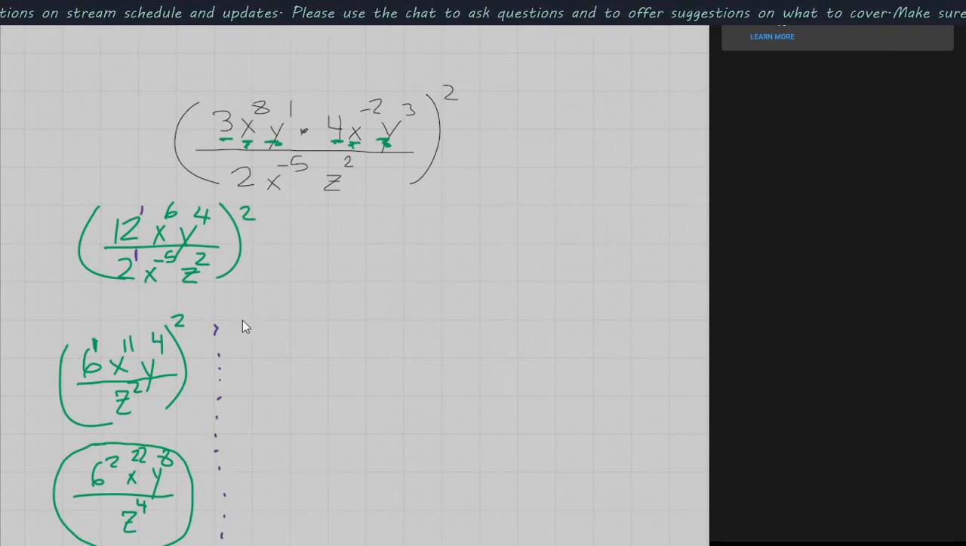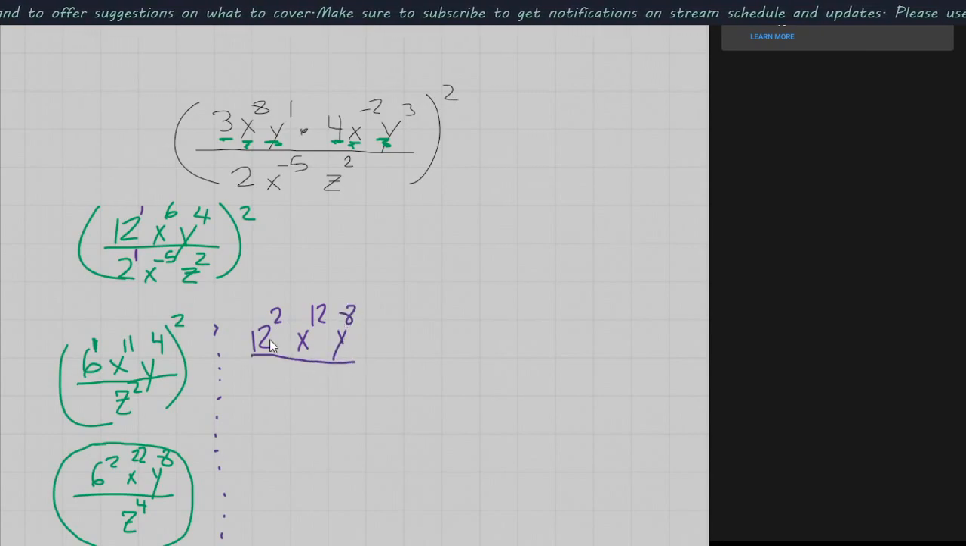So 2 times 1 is going to be 12 squared. X to the 6, so squared, so 6 times 2, that's going to be x to the 12th. And then y to the 4th, so 4 times 2 is going to be y to the 8th. 1 times 2, so that's going to be 2 squared. And then to the negative 5th squared is going to be x to the negative 10th. And then z squared is going to be z to the 4th. All right, so now you're going to simplify at this point.